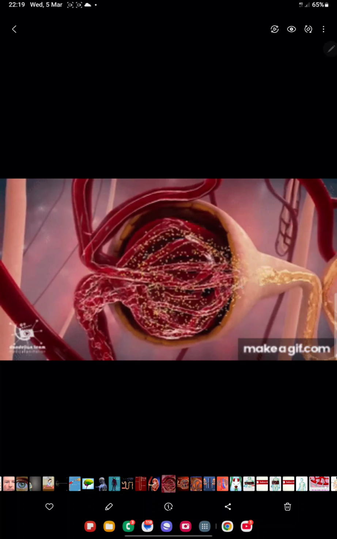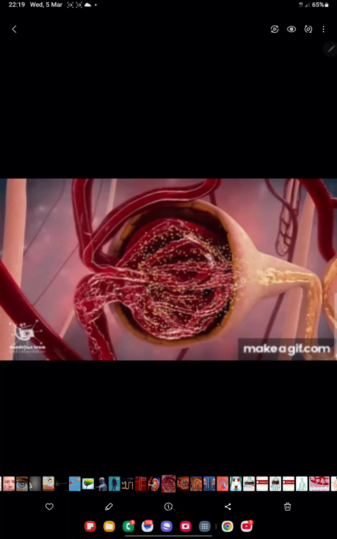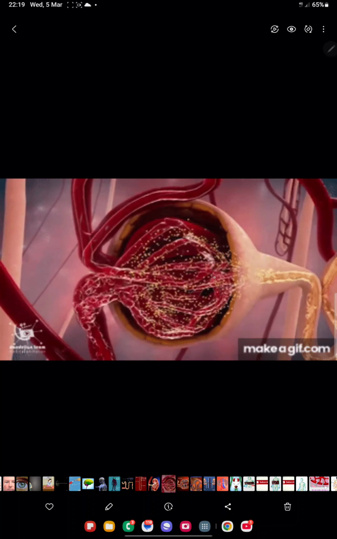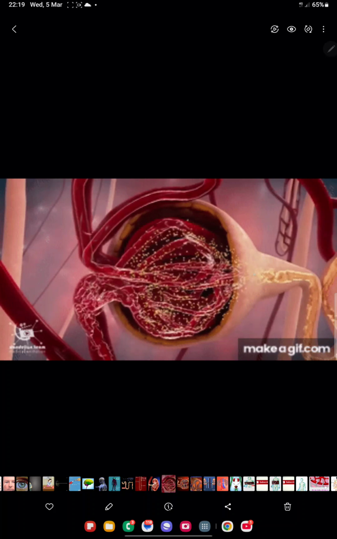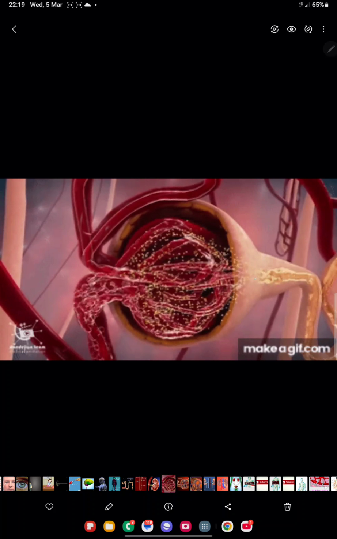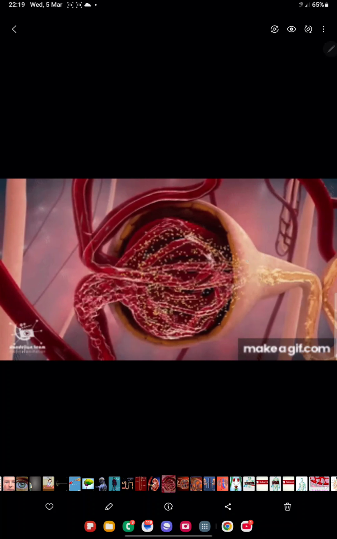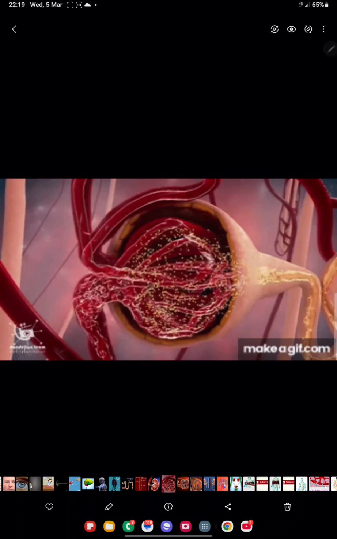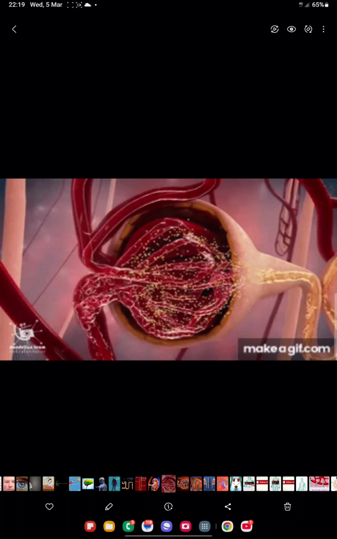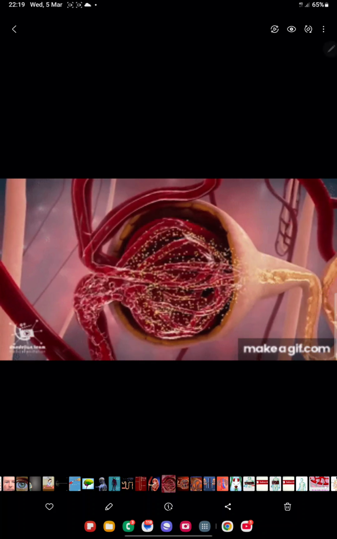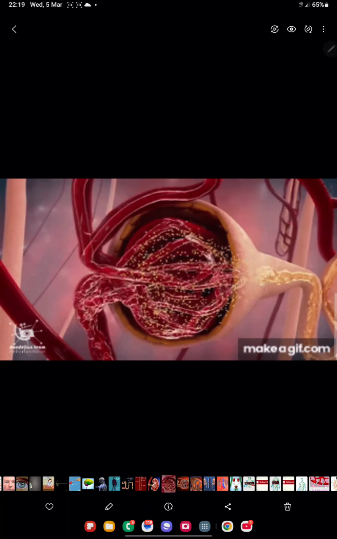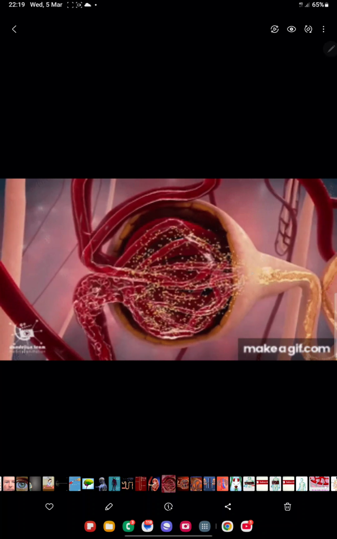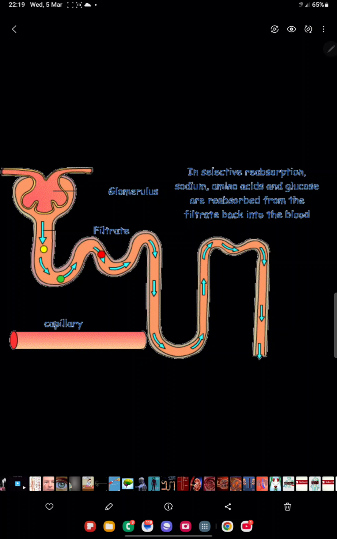When this filtration is done, large molecules like plasma proteins, red blood cells and white blood cells don't filter out into the glomerular filtrate, but water, glucose, urea, uric acid, amino acids and other elements in the blood plasma filter out into the Bowman capsule.